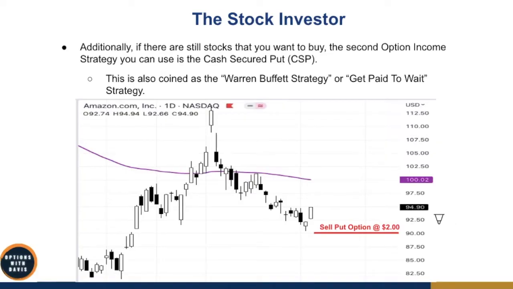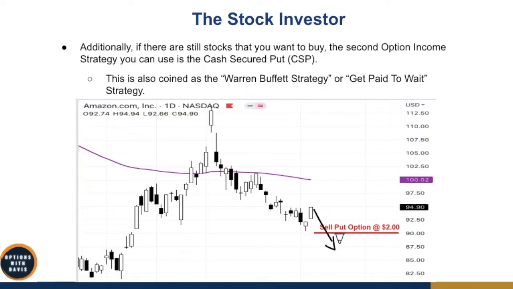So for example, let's say you want to buy Amazon. And Amazon right now is at $94.90, and you think to yourself, it's a little bit expensive. I want it to be a little bit cheaper. I want to wait until it's $90 before I actually buy the stock. So there are two ways you can do it. The first way is you can just simply place a buy limit order at $90. So if the stock goes down, then you will get filled. That would be the most straightforward and simplest way which most people use.